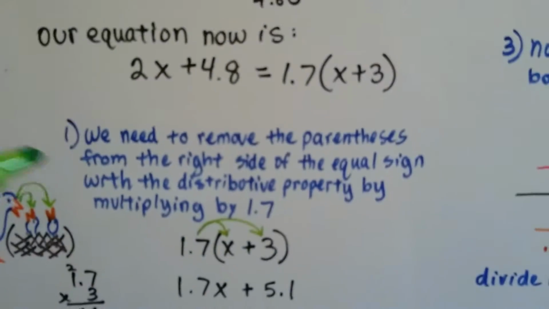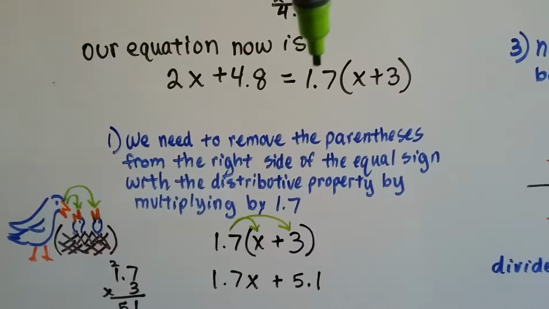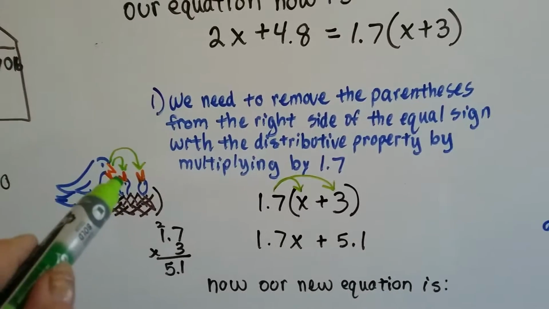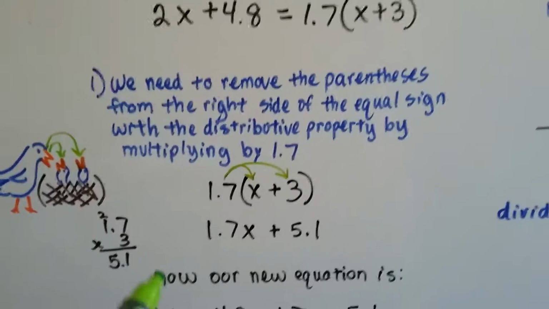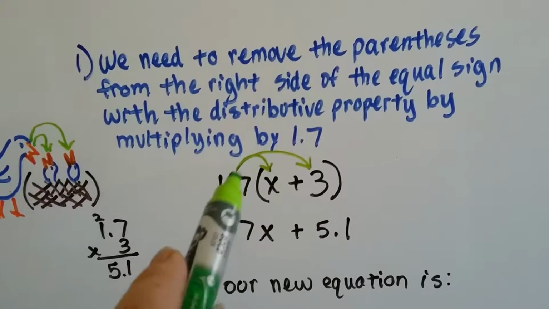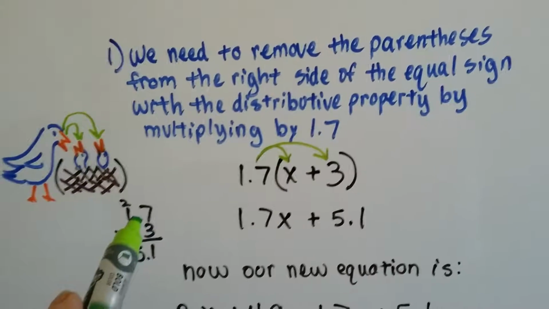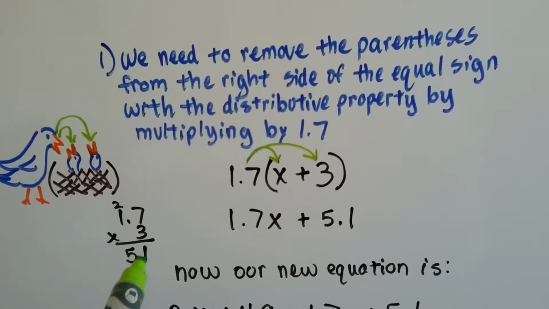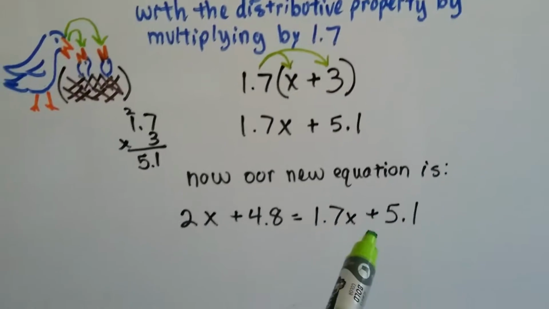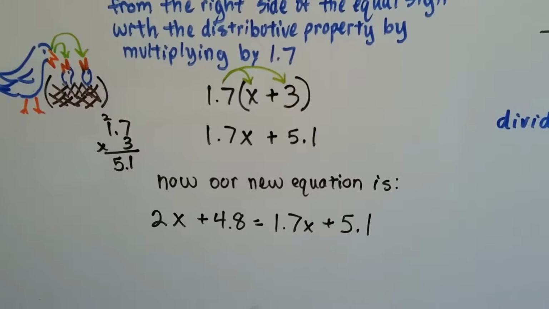That's our equation. We need to remove the parentheses from the right side of the equal sign. We're going to do that with the distributive property by multiplying the 1.7 by each one. If you remember, the mother bird in the parentheses nest takes turns going to the first one and then the second one when she feeds them. First we've got 1.7 times x. That's easy, it's 1.7x. 1.7 times 3, do a little math on the side, comes out to 5.1. Remember, if there's one hop over in the decimal point in the equation, there's one hop over in the product. So now the right side is 1.7x plus 5.1, and we put that back into our equation. We have a new equation: 2x plus 4.8 equals 1.7x plus 5.1.